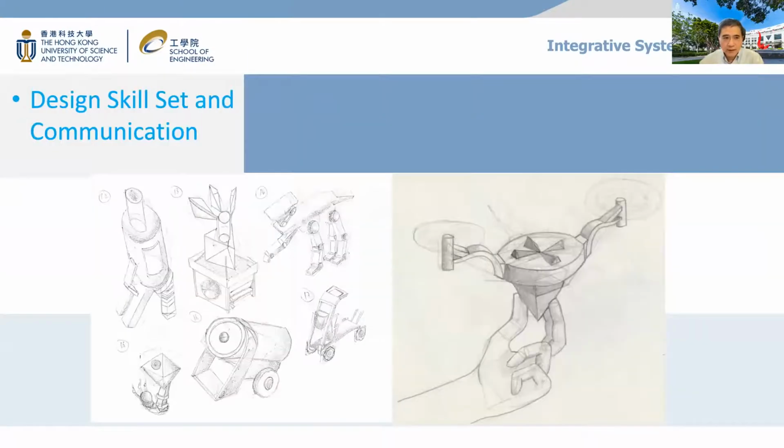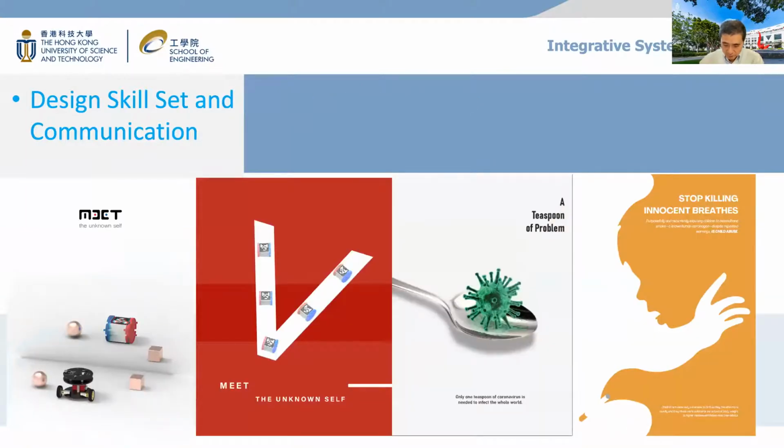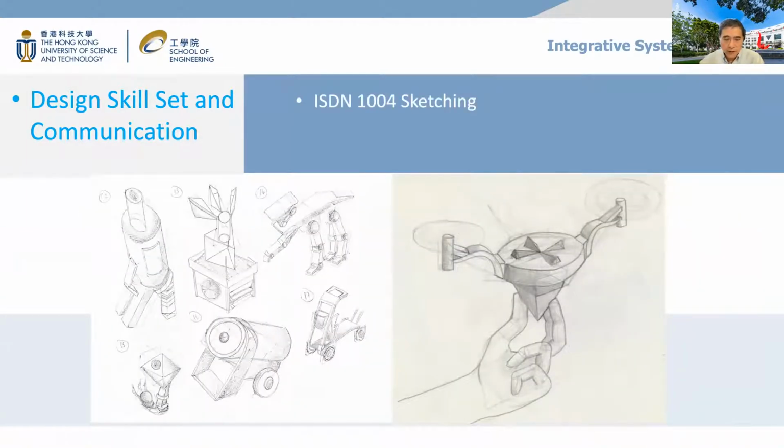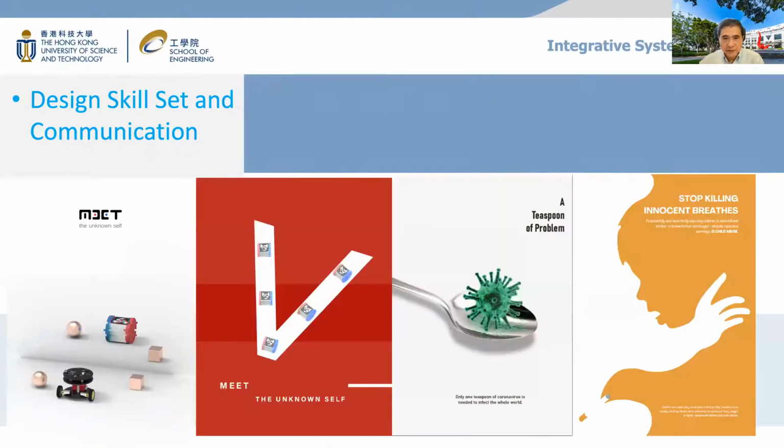For example, there is a course you need to take in the first year called sketching, ST 104. Sketching is a skill set you will learn for communication, how to realize your concept in drawing so that you can communicate with others. You will learn how to sketch out your idea and then communicate it. But sketching is not enough. The next step is more communication through graphic design. Our students also need to take graphic design, how to convey your idea in a more graphical way and present it more nicely.